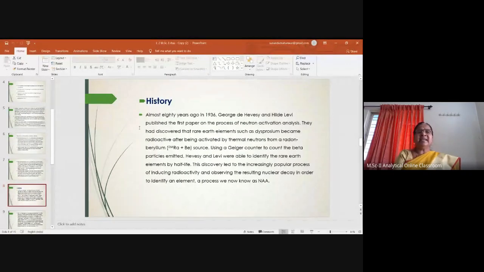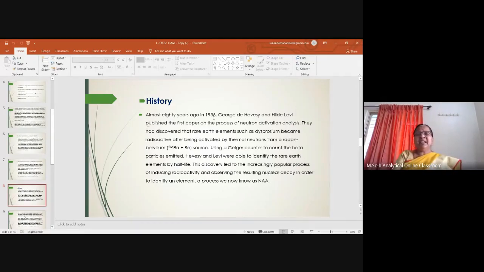Let us consider the history of neutron activation analysis. When was it discovered, and who first used it? Almost 80 years ago, in 1936, George de Hevesy and Hilde Levi published the first paper on the process of neutron activation analysis.